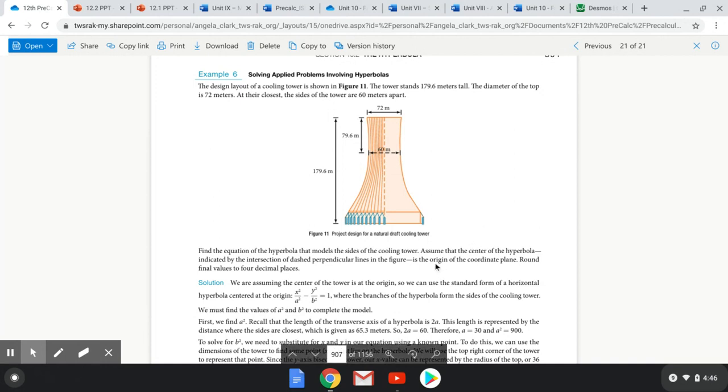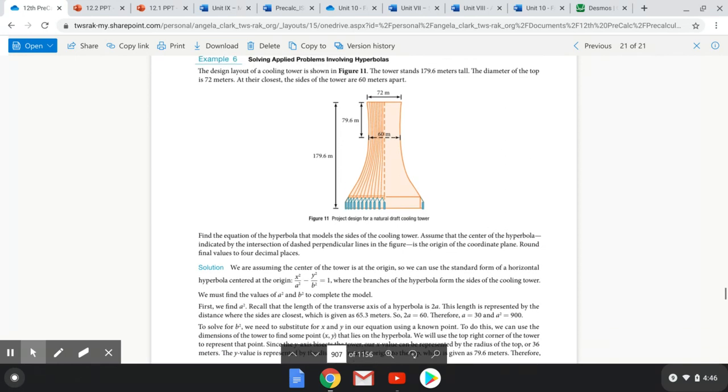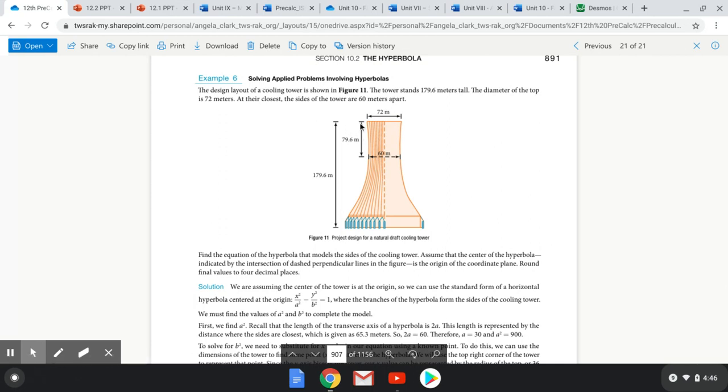And we're going to round to 4 decimal places. This picture also tells us that this distance is 79.6 meters, which I'm not seeing in the description, but they're giving us that in the figure. So I'm going to guess that that's going to be important. This is in the figure, but oddly, it's not actually in the description. Interesting.